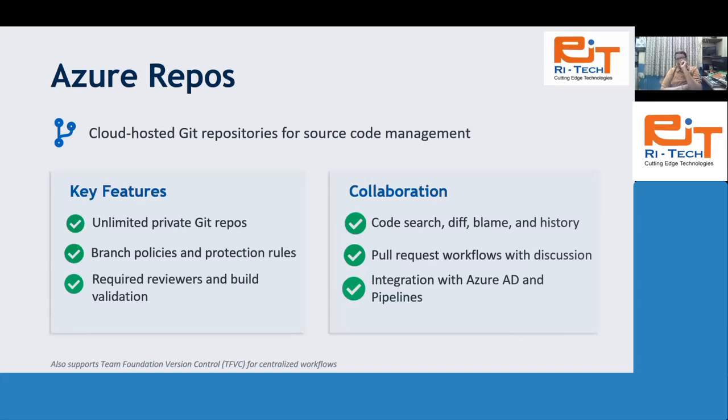Now, what are the key features here? So unlimited private Git repos, so you can create any number of private Git repos. Branch policy and protection rules, you can define the branch policy and the protection rules as per your requirement in the repos. So which branch can be accessed by which one? What are the merging policies? Or who does not have access to that particular code branch? Required reviewer and build validation. So you can review and do the build validation using Azure Repos.